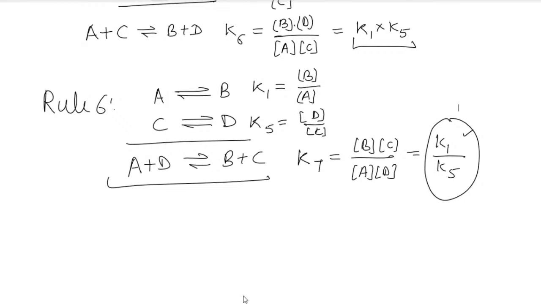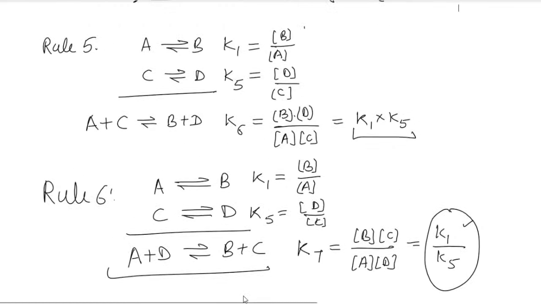In K6, when we add the equations, then equilibrium constants are multiplied. If we subtract the equations, equilibrium constants are divided.